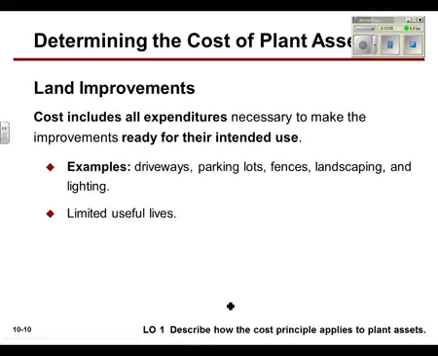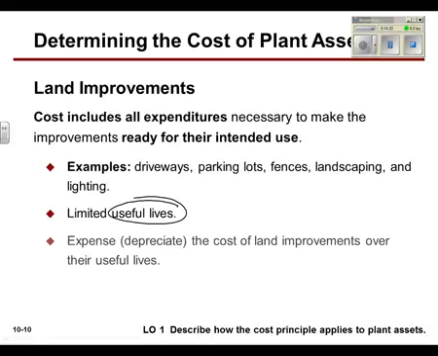The thing about land improvements, they're not going to be around as long as the building. You pave a driveway, is that going to last forever? Is that going to last as long as your property is? No, wear and tear. Are the lights going to last forever? Is your fence going to last forever? Will your landscaping last forever? No, it's got a much more limited useful life.